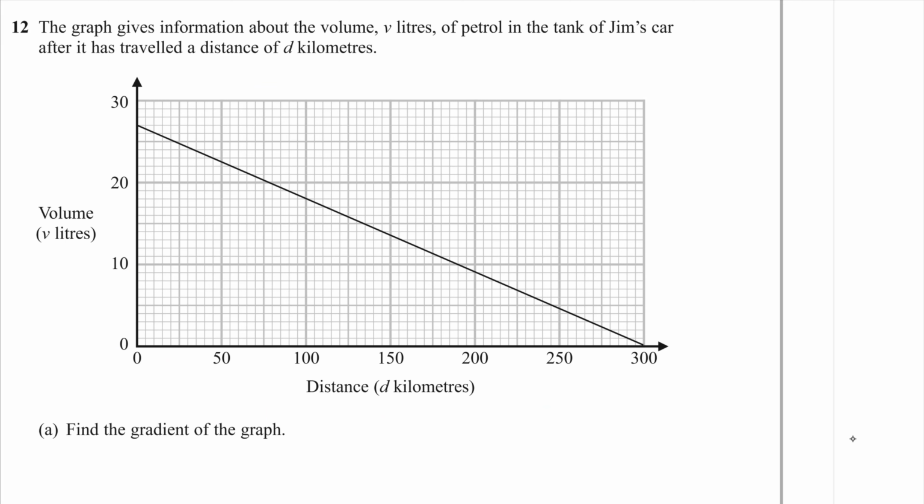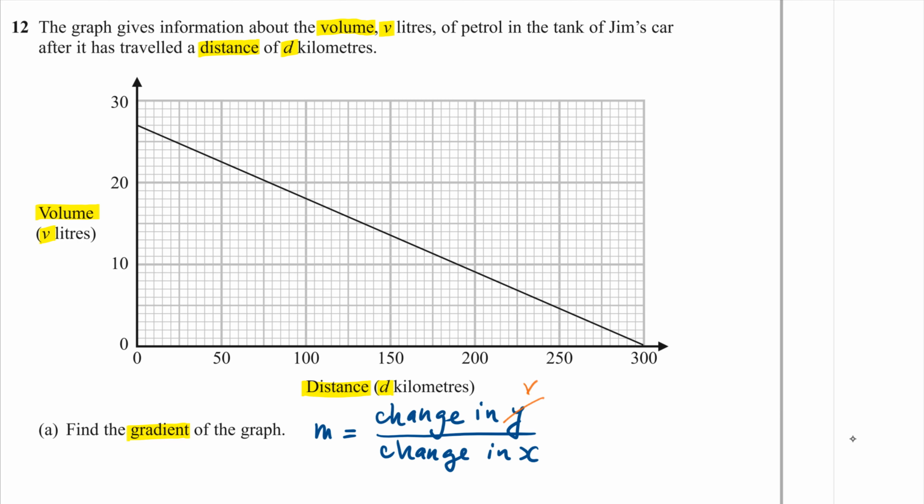Question 12. The graph gives information about the volume, V liters, of petrol in the tank of Jim's car after it has traveled a distance of d kilometers. Find the gradient of the graph. The gradient is given by the change in y over the change in x direction. The y-axis represents the volume and the x-axis represents the distance.